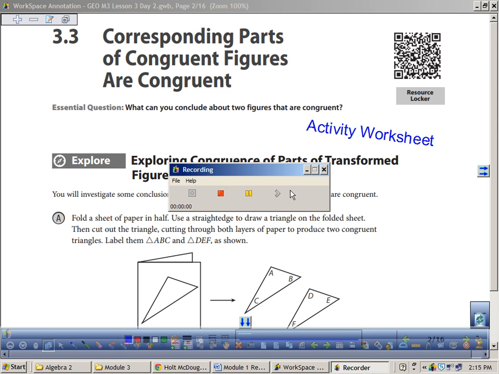Okay, so today we're talking about corresponding parts of congruent figures. Are congruent. Hold on, this isn't on. Give me a quick second.